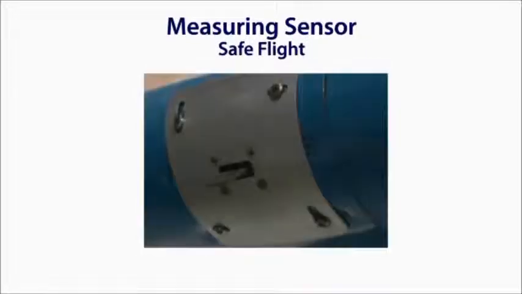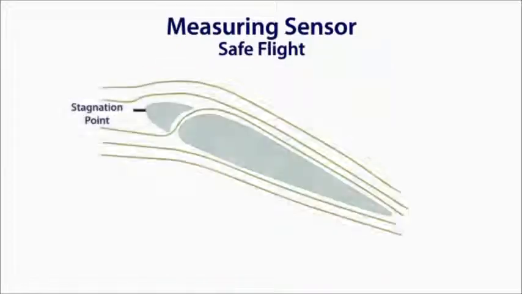The Safe Flight device has a tab on the leading edge of the wing that is moved by the relative wind to sense the stagnation point. It then sends this information to the device in the cockpit to be displayed to the pilot. While simple in theory, the precision of the device and its calibration is what allows it to measure the direction of the relative wind.